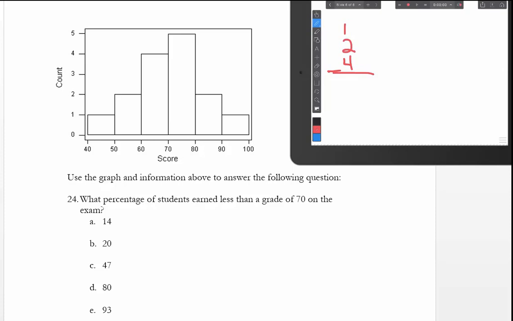70 to 80, we have five, and then two, and then one. So our total is 15. And of those, we have 1, 3, 7 that are less than 70. So 7 divided by 15 is 0.467, or about 0.47. So that'll be C.